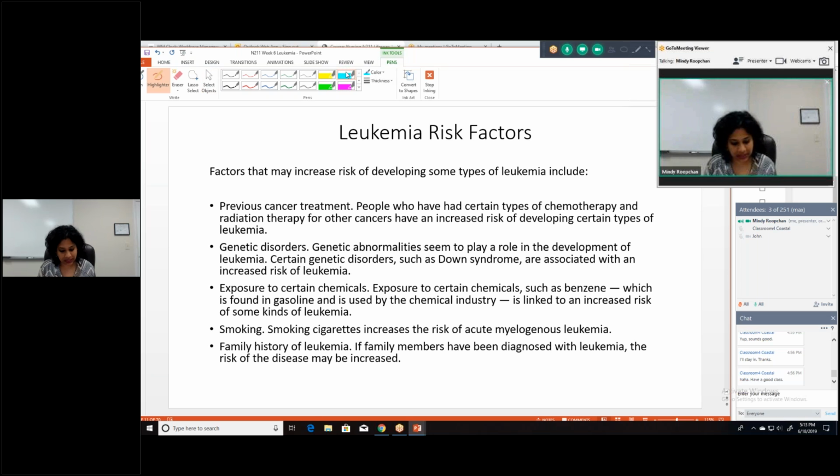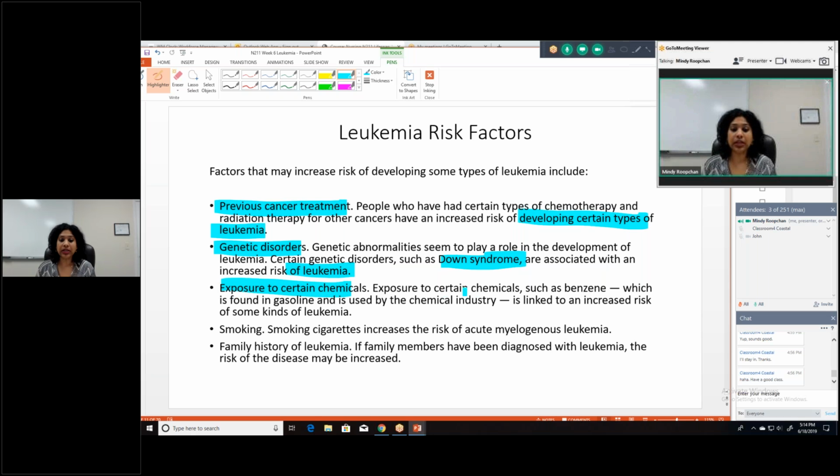And then I think I have some slides that just talk about the signs and symptoms and risk factors for the different types of leukemia. So we have factors that may increase the risk of developing some types of leukemia if they have had previous cancer treatment. So patients that have had chemo, radiation, or some type of cancer therapy, they are at an increased risk for developing certain types of leukemia. Genetic disorders, so some type of abnormality is going to increase the risk. So maybe Down syndrome, they're going to have an increased risk of leukemia.